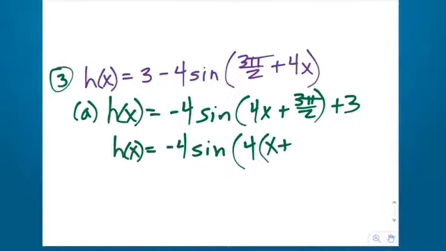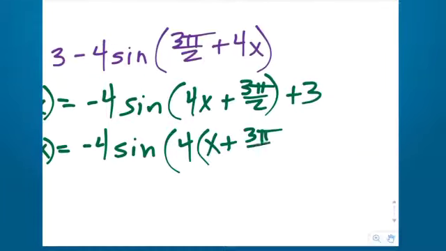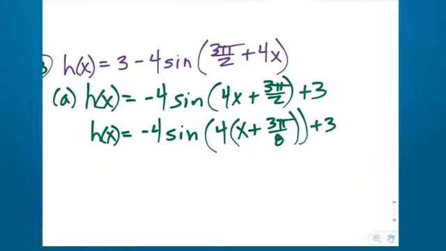Now again, when you factor out a 4, you are dividing out a 4. And dividing by 4 is the same as multiplying by 1/4. Okay? So what is 3 pi halves times 1/4? 3 pi eighths. Good. Close, close, plus 3. And then quickly mentally redistribute. 4 times x is 4x. 4 times 3 pi eighths is 12 pi eighths, which is 3 pi halves. Sweet.